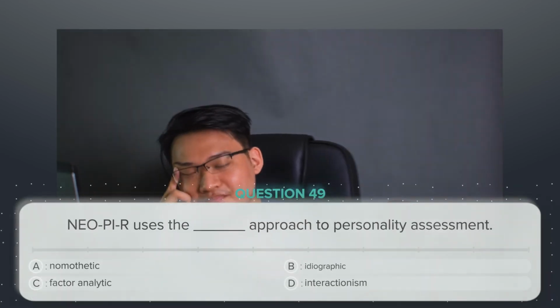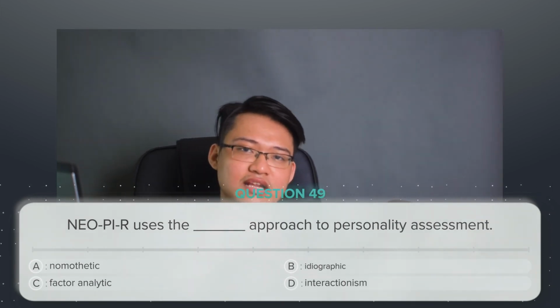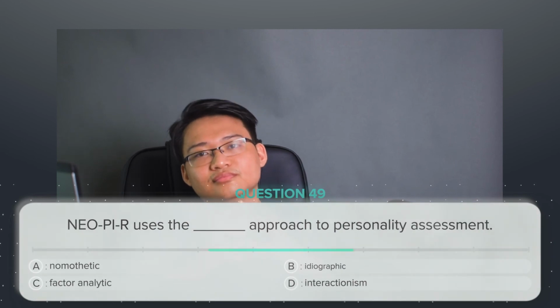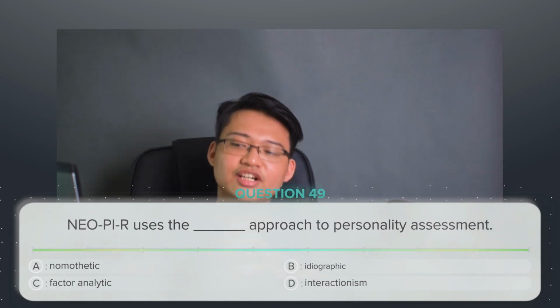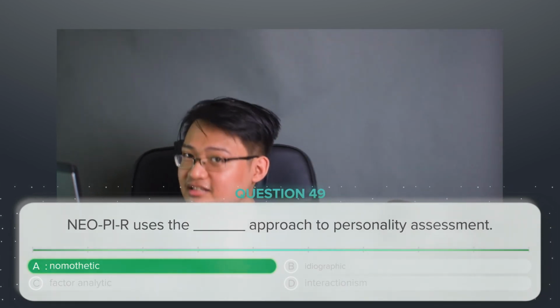NEO-PI-R uses the blank approach to personality assessment. A, nomothetic, B, geographic, C, factor analytic, or D, interactionism. The correct answer is letter A, nomothetic. So yung factor analytic, yes, gumamit din ng factor analysis yung NEO-PI-R. And yes, meron talagang, like they integrated it with other researchers and combined the factor analytic studies of past researchers and came up with the conclusion that there are five big factors.